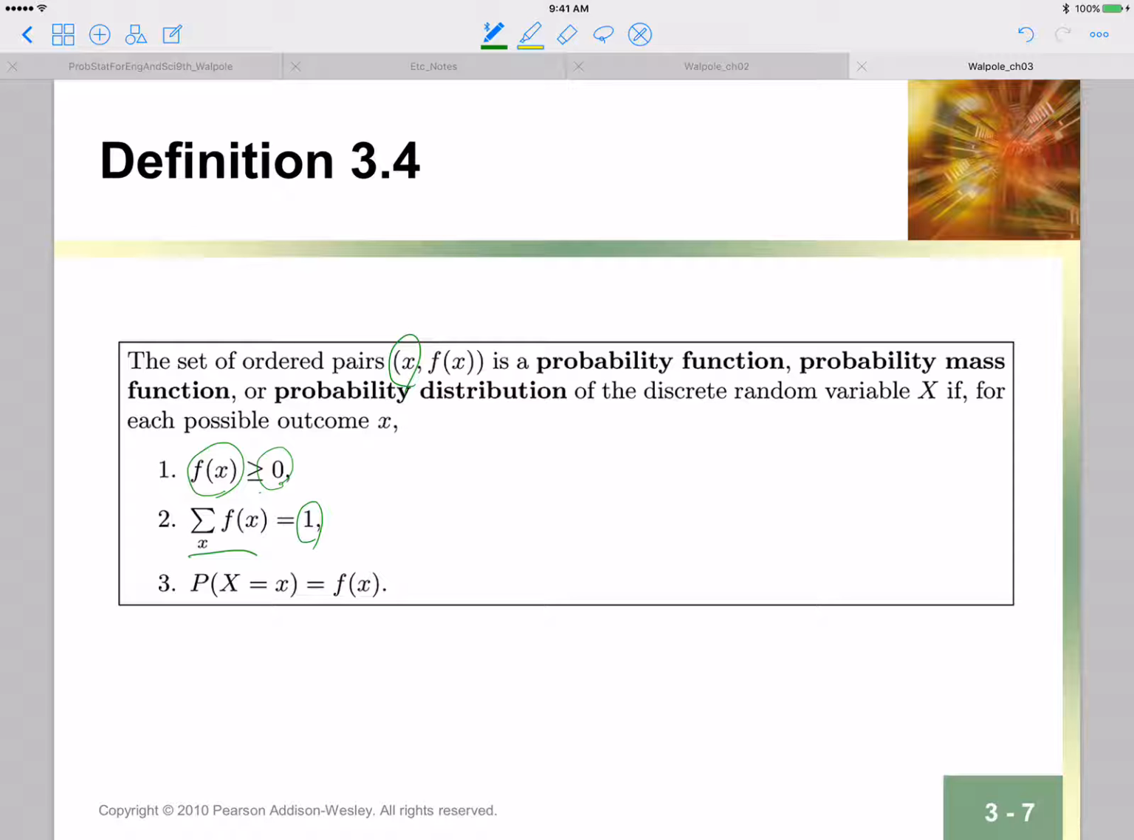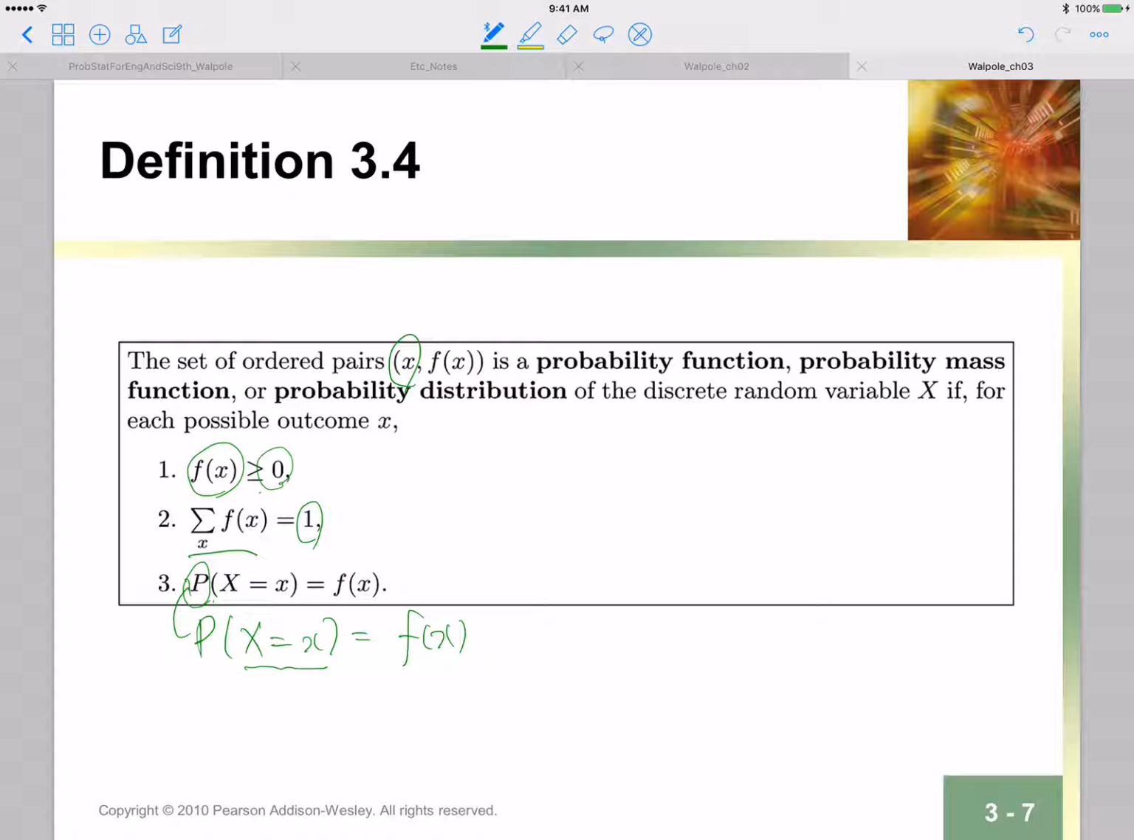Okay, and then the meaning of this function f, here we call that p because we are talking about the probability. So we specifically gave the name of that function as p. Okay, so p of X equals x is the same as this function value f of x.